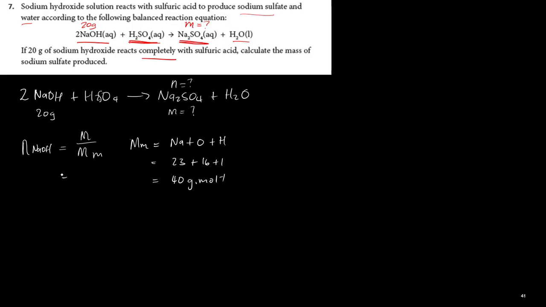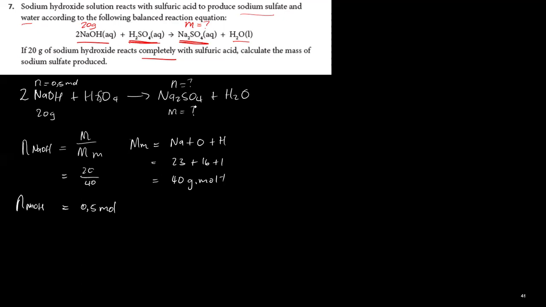So we substitute to get the number of moles of sodium hydroxide. The mass is 20 grams, and the molar mass is 40 grams per mole. So 20 divided by 40 gives a half, which is 0.5. The number of moles for sodium hydroxide is 0.5 moles.